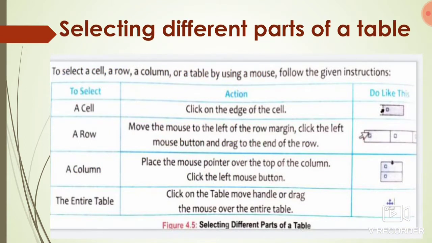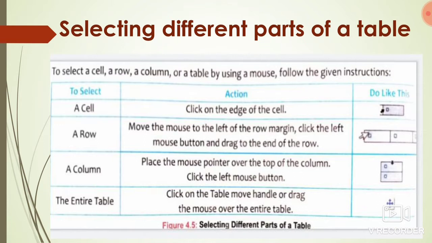Now selecting different parts of a table. Sometimes you have to select a cell, a row or a column or a table for applying formatting. So you can use this method to select that particular cell, row, column or a table. So how will you select a cell? You have to click on the edge of the cell.